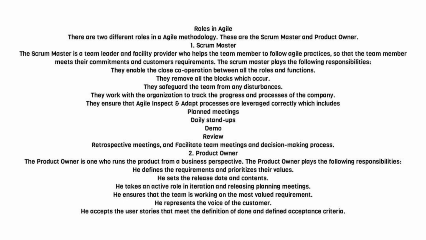2. Product Owner. The product owner is one who runs the product from a business perspective. The product owner plays the following responsibilities. He defines the requirements and prioritizes their values. He sets the release date and contents. He takes an active role in iteration and release planning meetings. He ensures that the team is working on the most valued requirement. He represents the voice of the customer. He accepts the user stories that meet the definition of done and defined acceptance criteria.